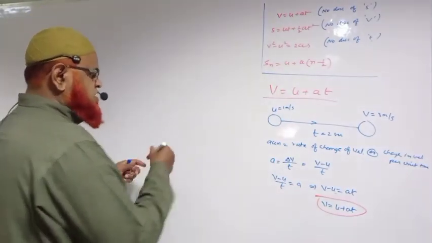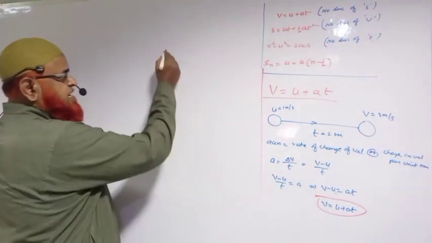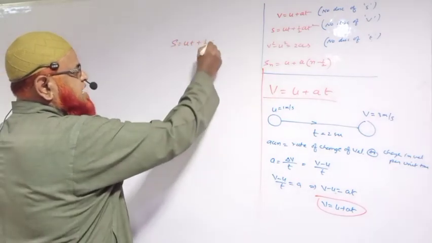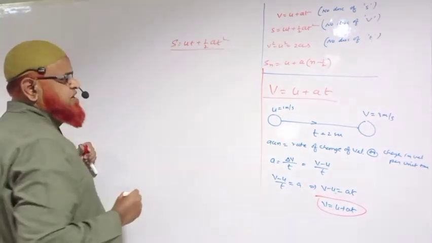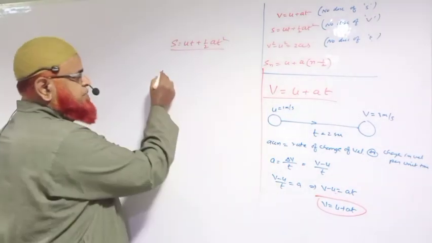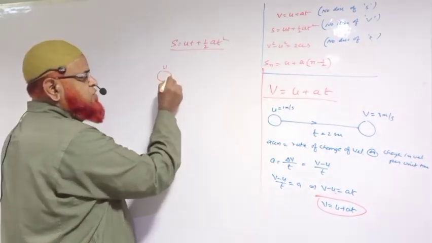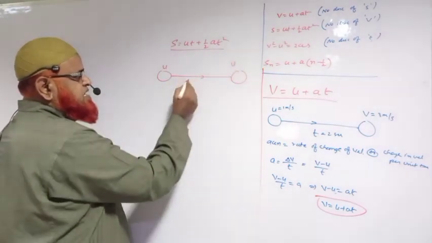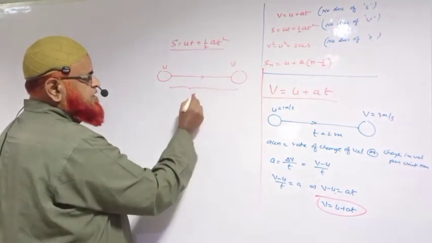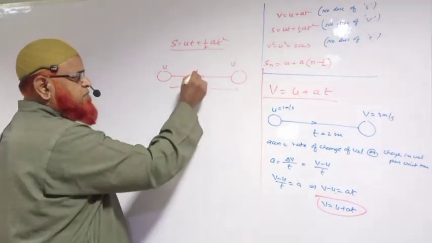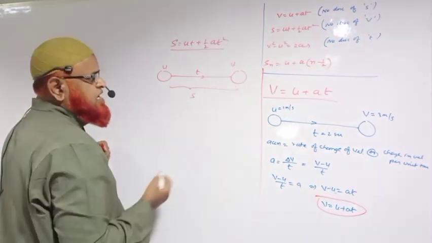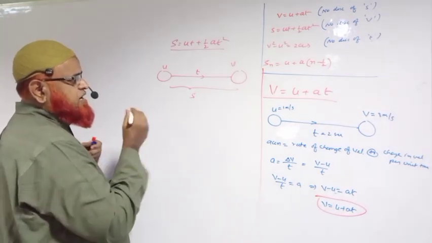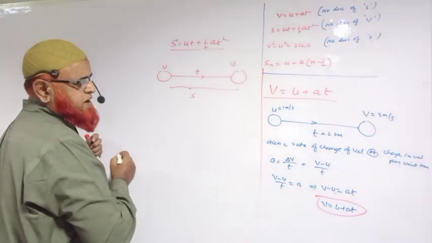Next, we shall go for the second equation of motion. What is the second equation of motion? The second equation of motion is s = ut + ½at². What is the meaning of this? For example, a body starts with an initial velocity u and gains the final velocity v, the displacement traveled from here to here is s, and the time taken to travel from here to here is t. Then what is the formula we are going to write here? So if this is the situation, let us see what is going to happen.